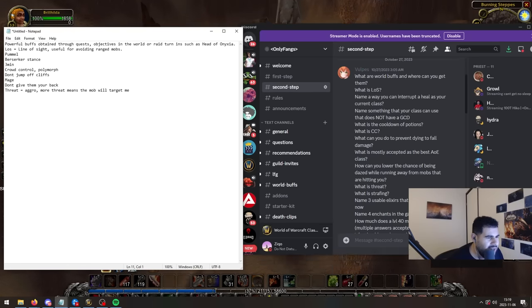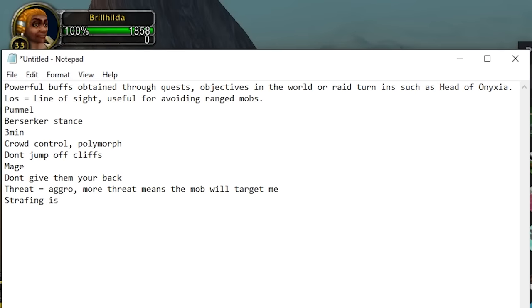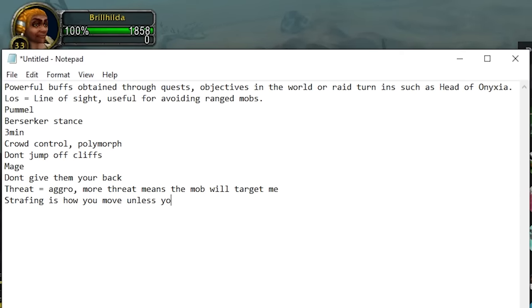I feel like I'm doing an exam here in school. What is strafing? Strafing is how you move unless you are a complete fucking idiot.